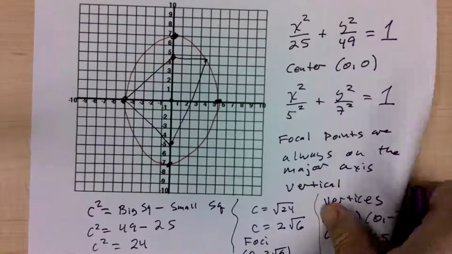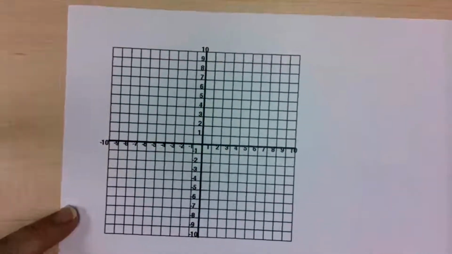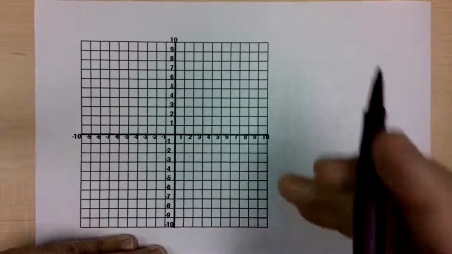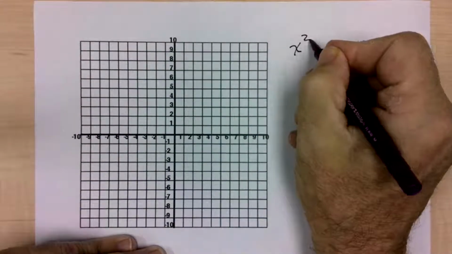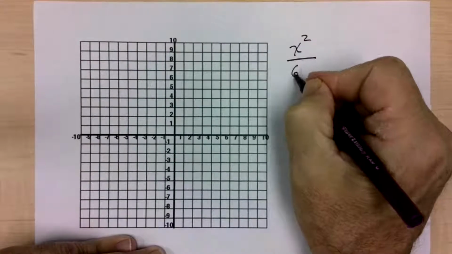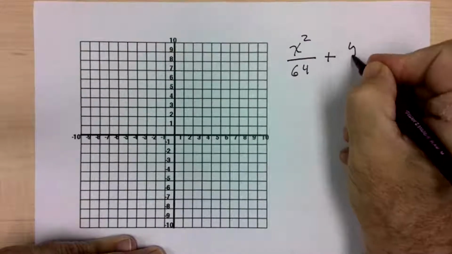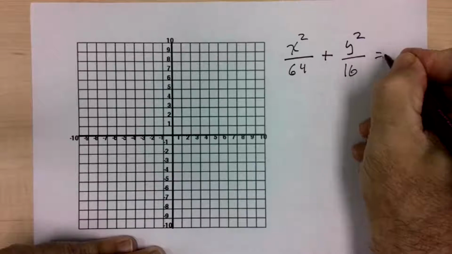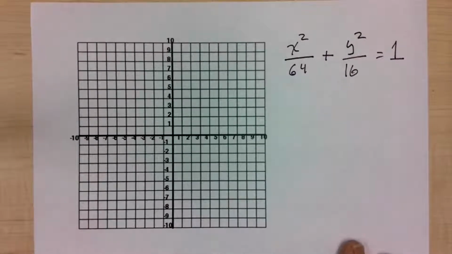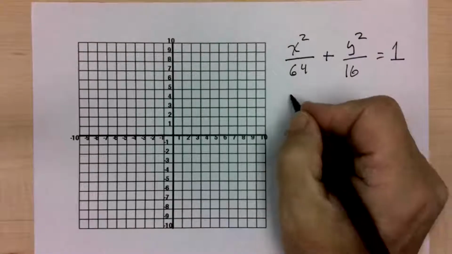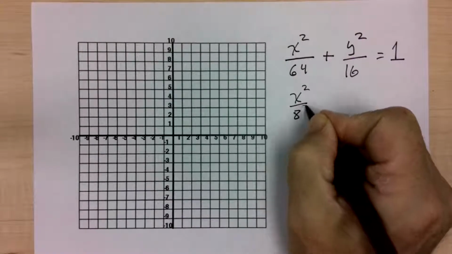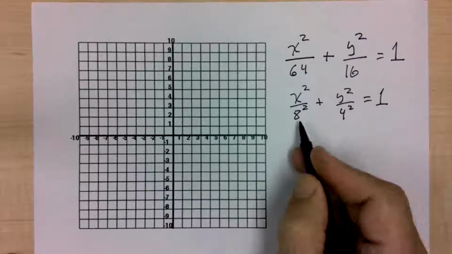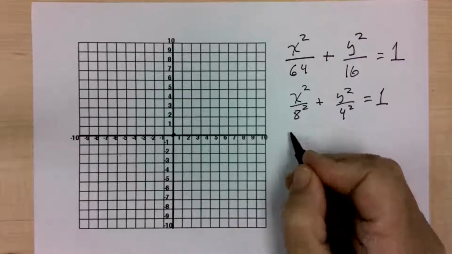Okay, let's try another one. This time, let us do x squared over 64 plus y squared over 16 equals 1. What we're going to do here is rewrite this as x squared over 8 squared plus y squared over 4 squared equals 1. So the center is at 0, 0 again. That hasn't changed.